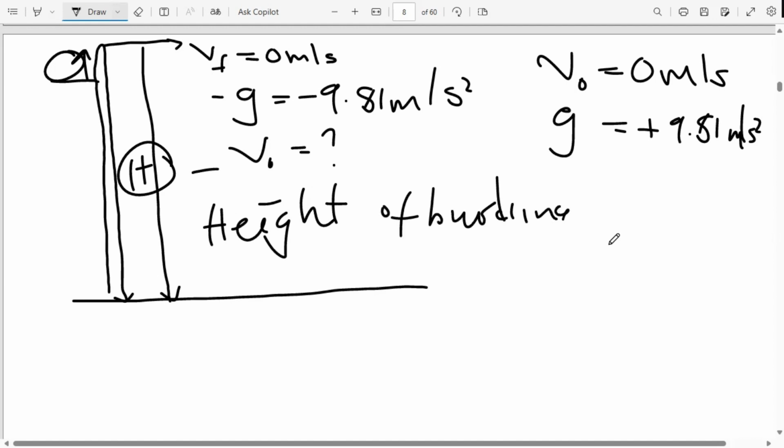So there are different ways in which they'll phrase questions here, but this is the knowledge that you need to apply. And ladies and gentlemen, those are some of the principles that you need to understand under free falling bodies.